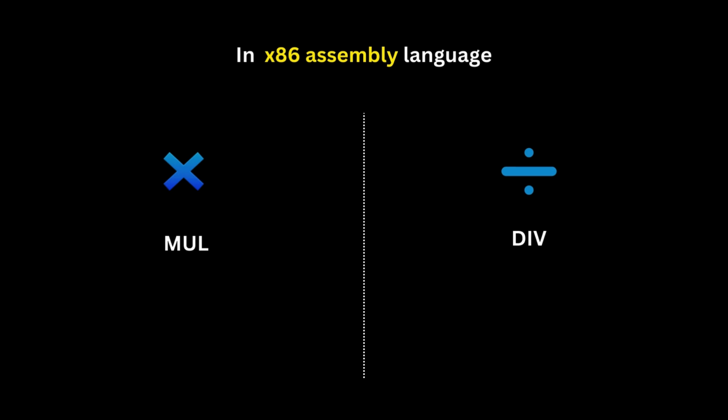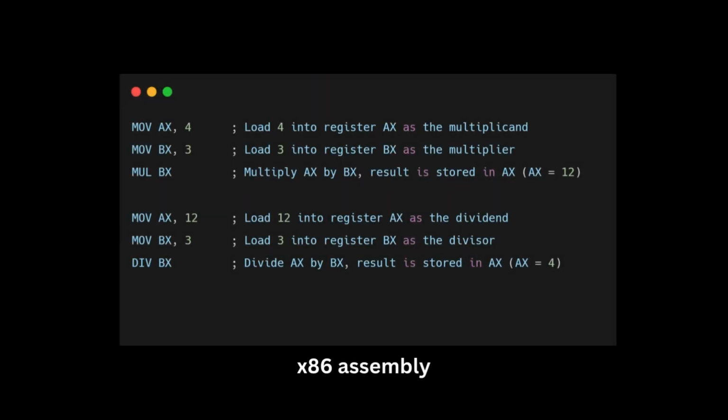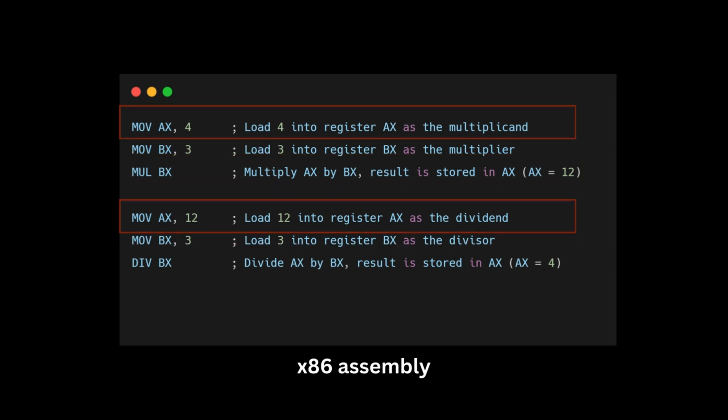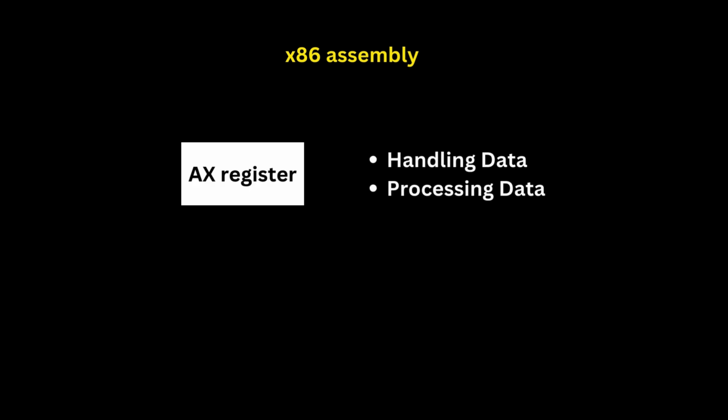In x86 assembly, multiplication and division are performed using the mul for multiplication and div for division instructions. Below is an assembly code example. As you can see, both multiplication and division use the AX register, not just to store the result, but also as the multiplicand and dividend. In x86 assembly, we rely on the AX register, known as the accumulator for these kinds of operations. It's designed to be super efficient at handling and processing data during calculations, making it the go-to register for arithmetic tasks.